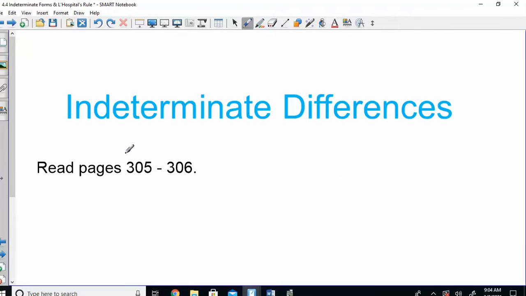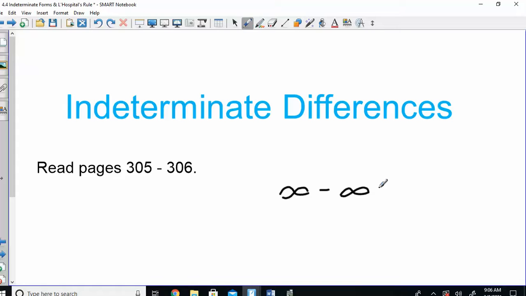The second indeterminate form we're talking about today are indeterminate differences. So what this tells us is if we have an infinity minus infinity, again, we don't know for sure what that is. We can't just say it is 0 because we don't know which one is increasing faster, and we could get a different answer in between there.